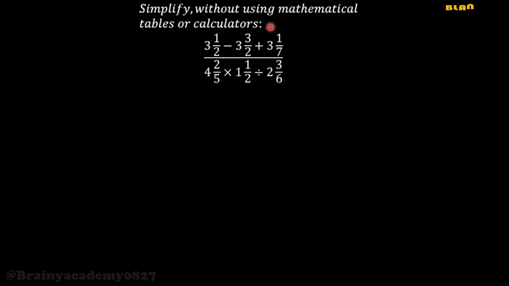Simplify without using mathematical tables or calculators. 3 whole number 1 over 2 minus 3 whole number 3 over 2 plus 3 whole number 1 over 7, all divided by 4 whole number 2 over 5 times 1 whole number 1 over 2 divided by 2 whole number 3 over 6.